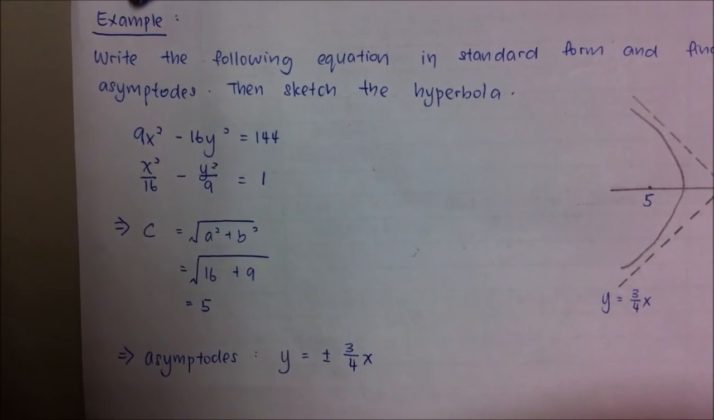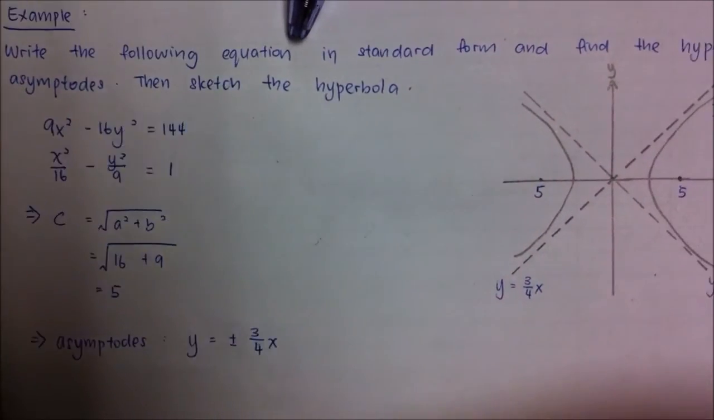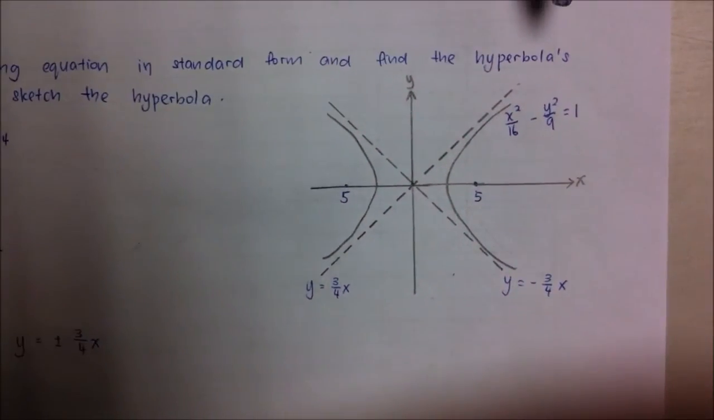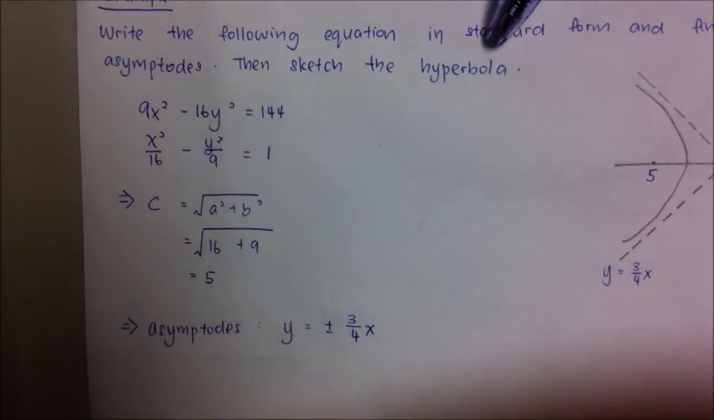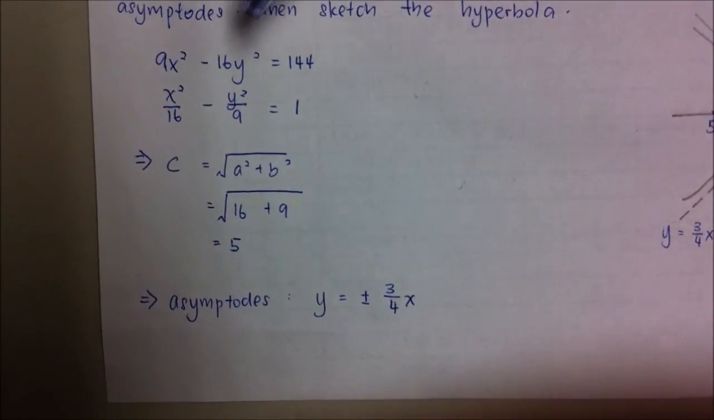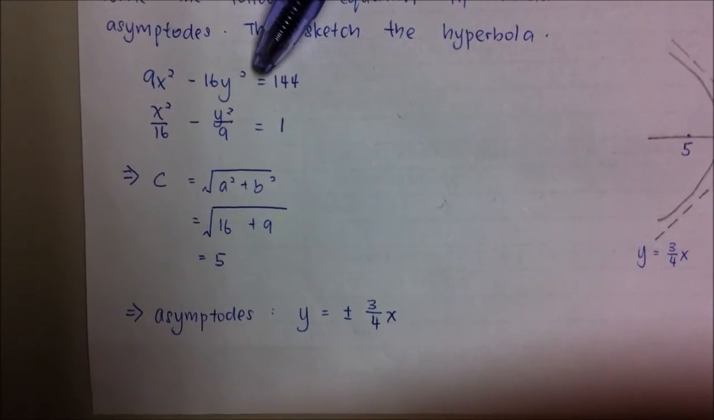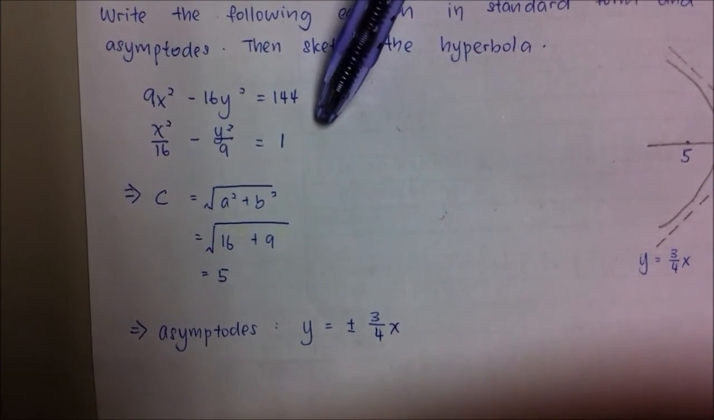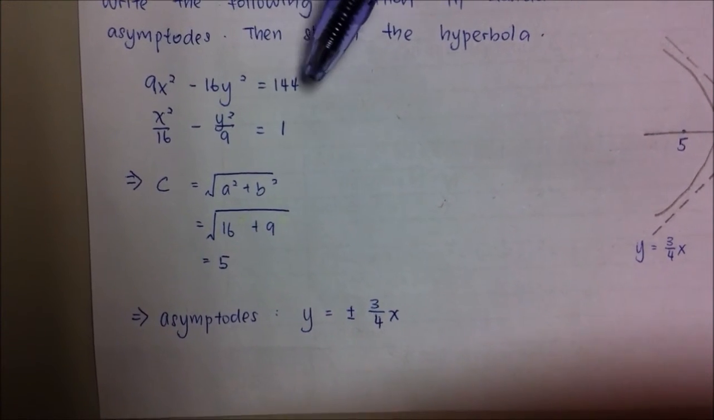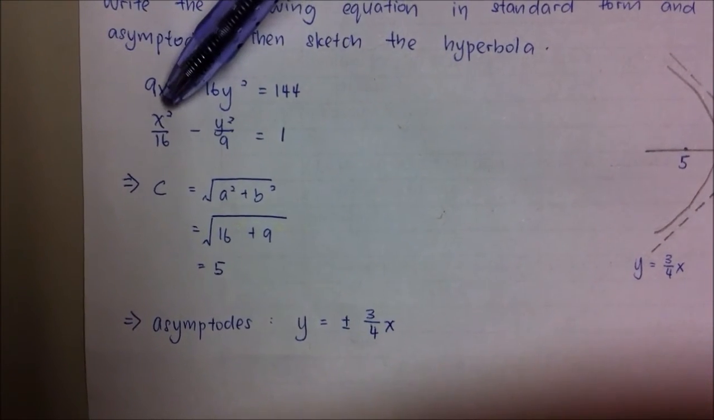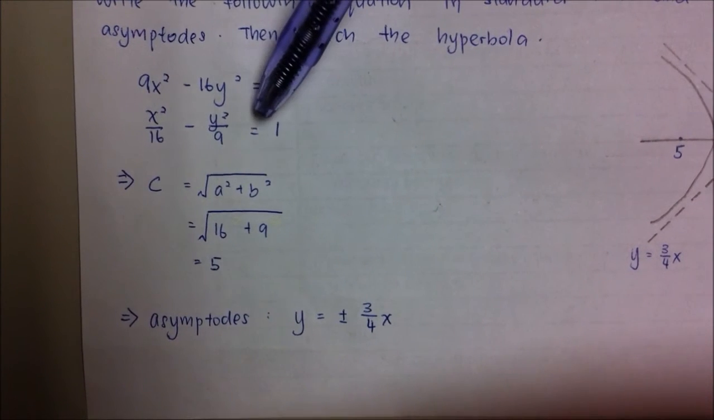Now let's try one example. Write the following equation in standard form and find the hyperbola asymptotes. Then sketch the hyperbola. The equation we are going to use is 9x squared minus 16y squared equals 144. In order to write it in standard form, we divide the equation by 144, which gives x squared over 16 minus y squared over 9 equals 1.